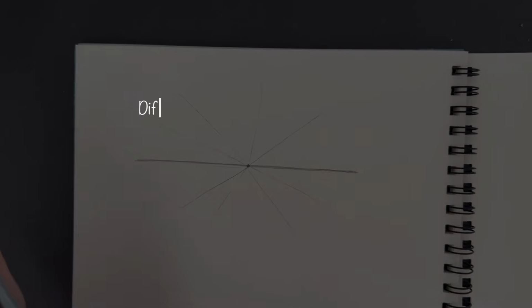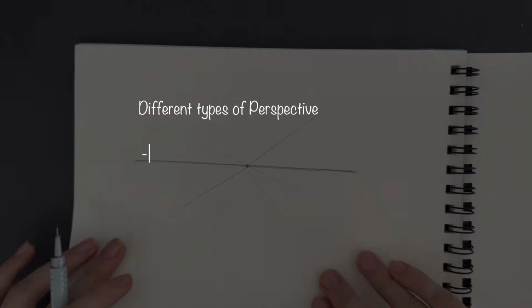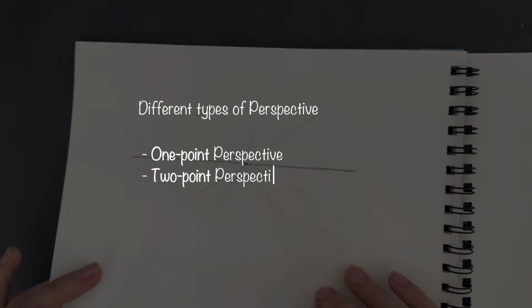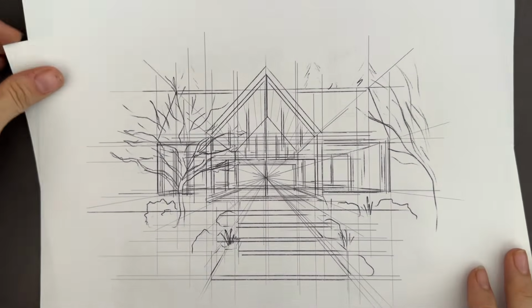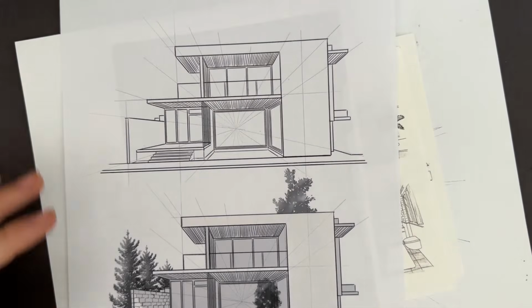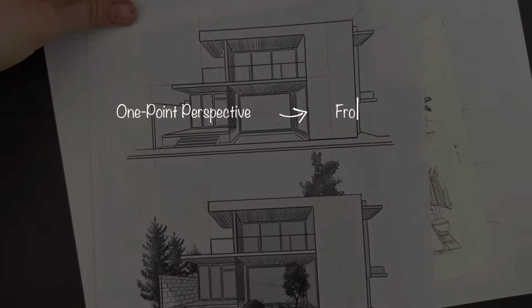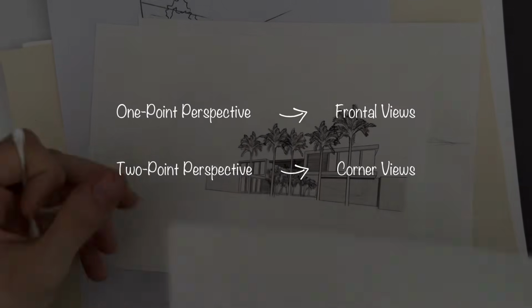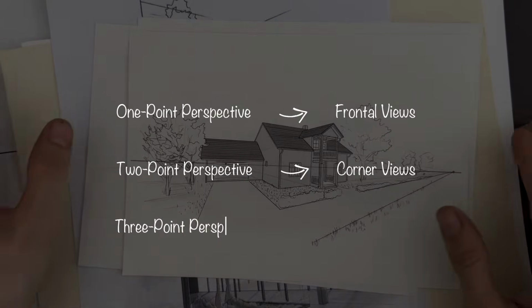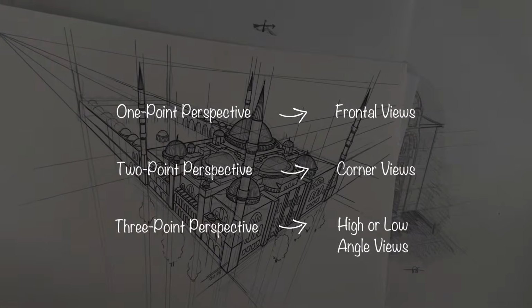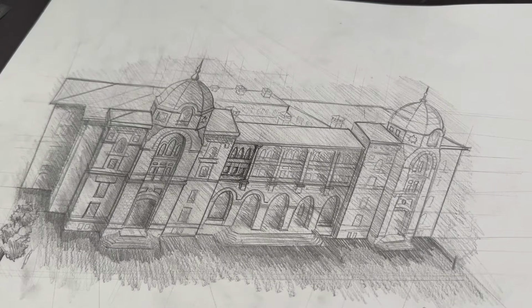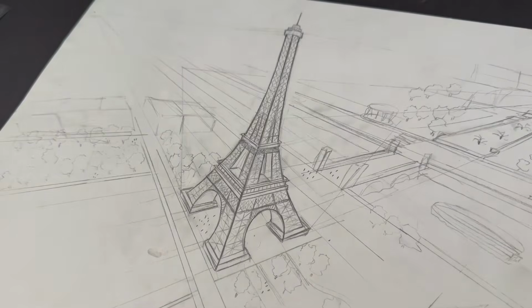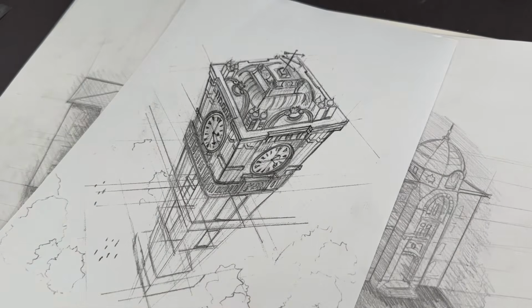Now, there are different types of perspective. In this video I will talk about the ones that are the most used: 1-point, 2-point, and 3-point perspective. I think it's important to choose the right perspective, as 1-point perspective is ideal for frontal views, 2-point for corner views, and 3-point for high or low angle views. Selecting the appropriate perspective will change the impact of your drawing and effectively communicate your design's unique features.